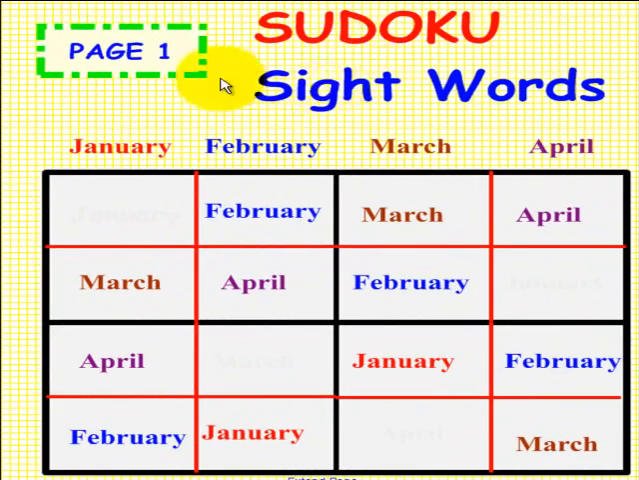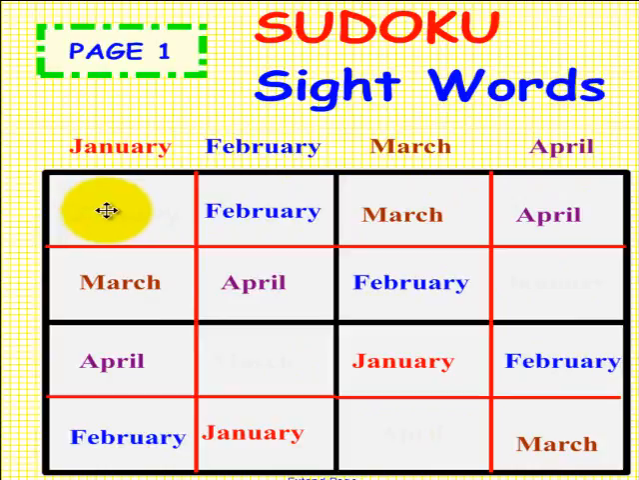Sudoku, Sight Words, page 1. Please do not pick up a pen until you're asked to do so. You'll notice we're working with months of the year: January, February, March, and April. You'll notice that we're missing a month here, here, here, and here. What you must do is find out which month is missing and place it in the right spot.